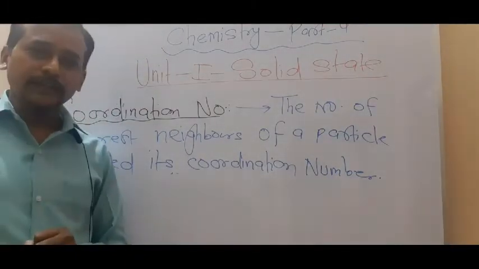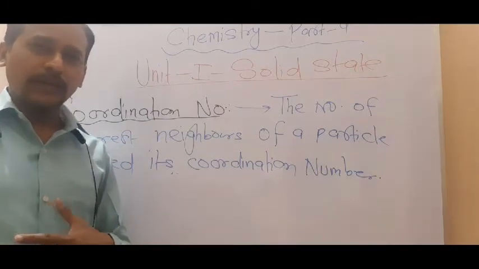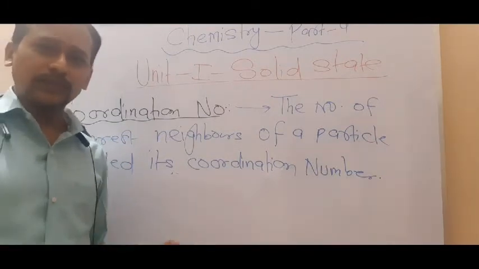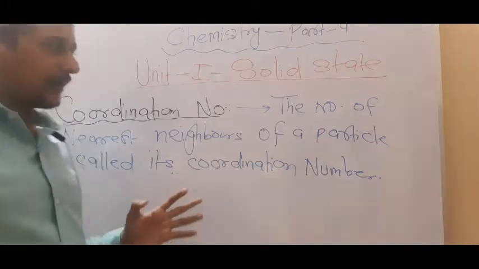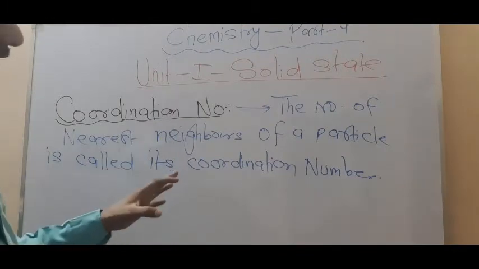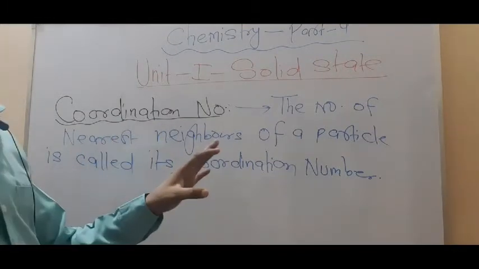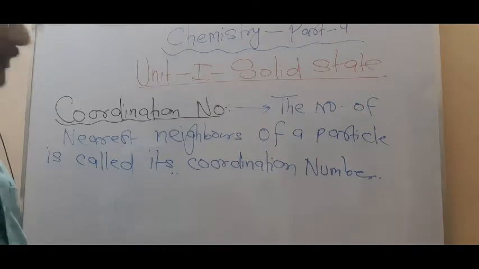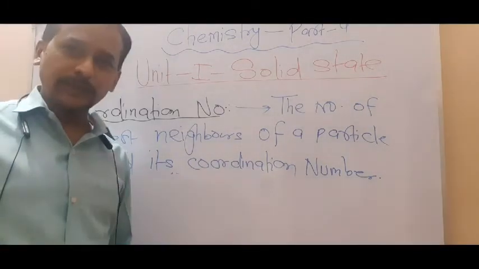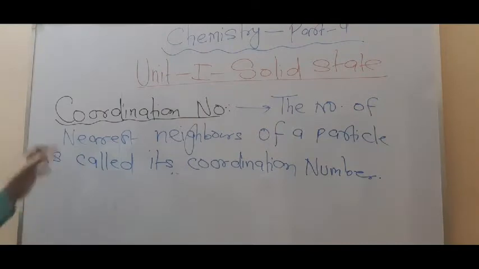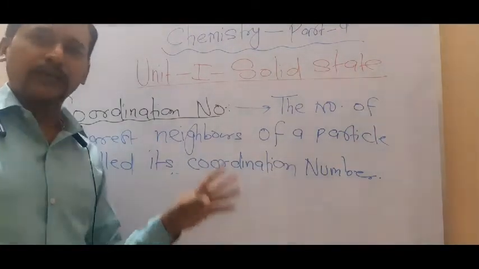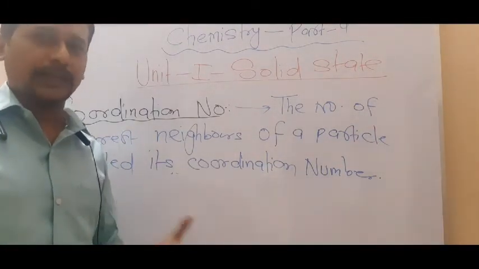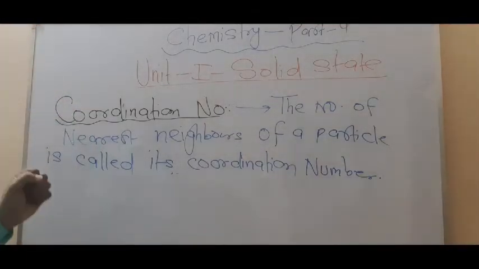First of all, you know that in a colony, houses are attached to each other and these houses are known as neighbors. Here also, particles are attached to each other, so they are also known as neighbors. These neighbors are counted as the coordination number. Now let us see how we can define it. The definition of coordination number is asked in two chapters: one in solid state and one in coordination compounds, that is chapter 9.